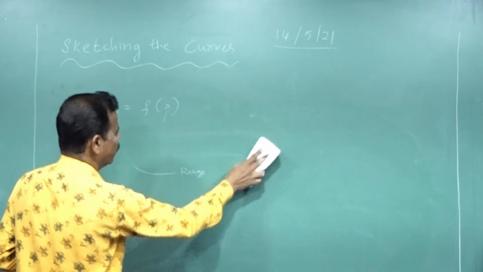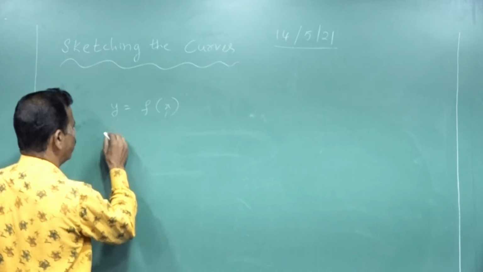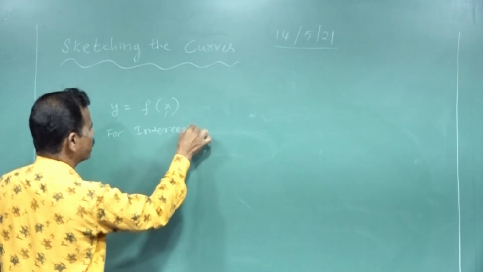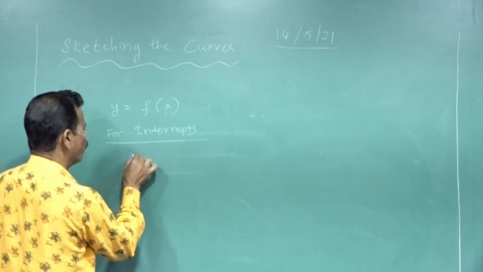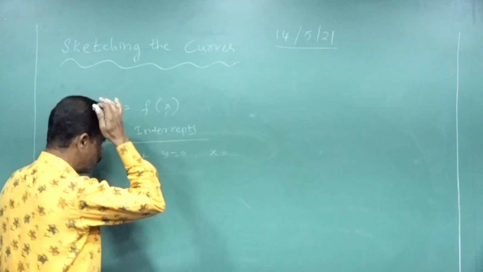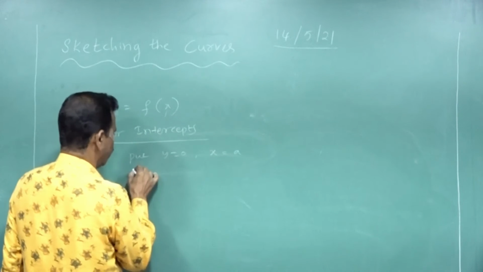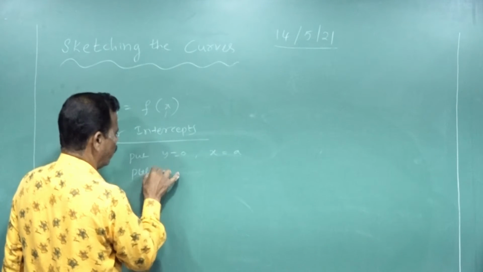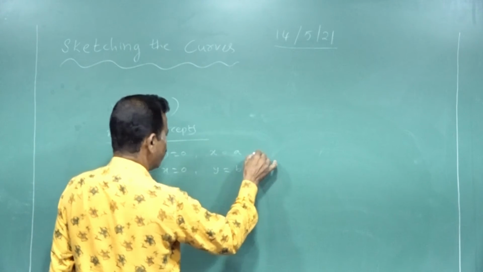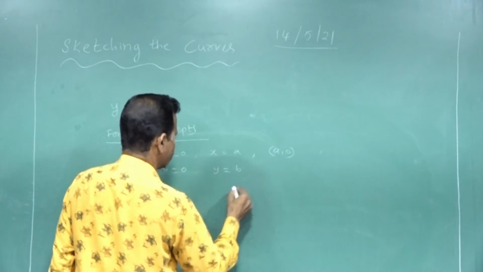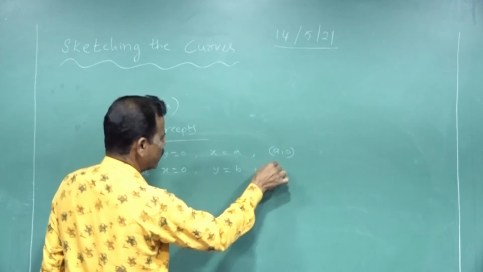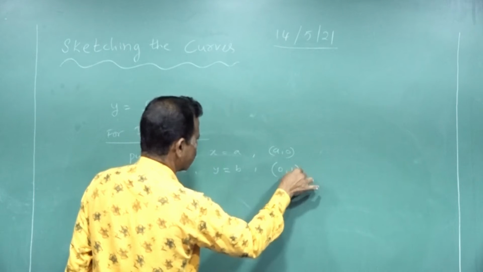After this, intercepts. For intercepts, we put y is equal to 0, then x is equal to some value a coming. Put x is equal to 0, then y is equal to b coming. Then here (a, 0) is one intercept, that is the x intercept. x is equal to 0, y is equal to b means the y intercept. (0, b) is the y intercept.